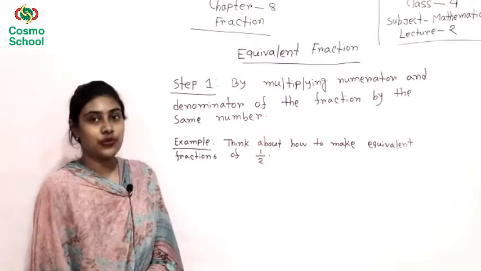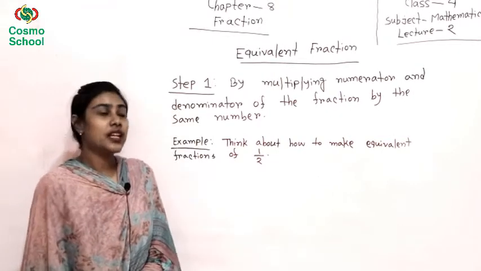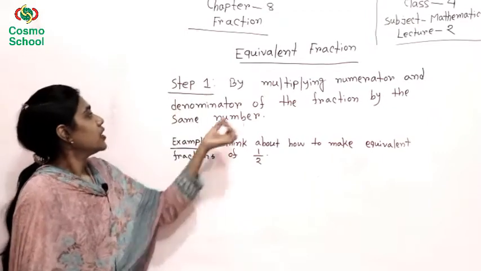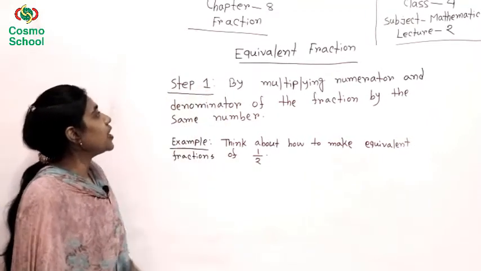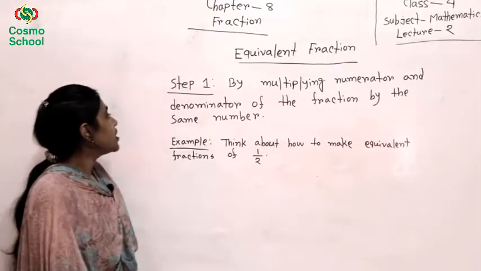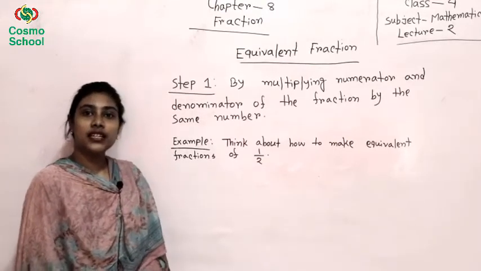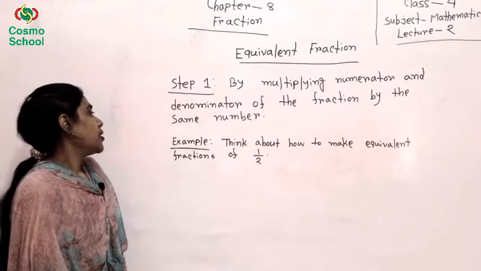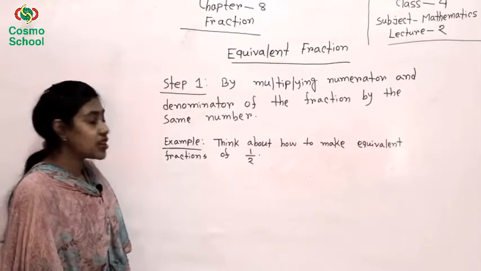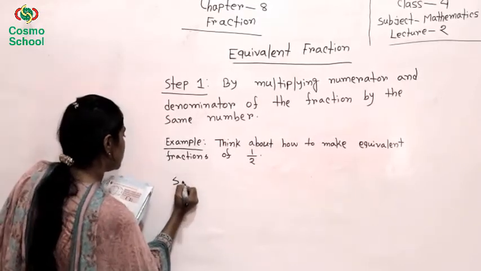Now, I am going to start a new topic, equivalent fraction. Here are 2 steps. At first, I am trying to understand step number 1. Step number 1: an equivalent fraction is obtained by multiplying the numerator and denominator of the fraction by the same number. It is the multiplying process. For example, think about how to make an equivalent fraction of 1 divided by 2. Solution.